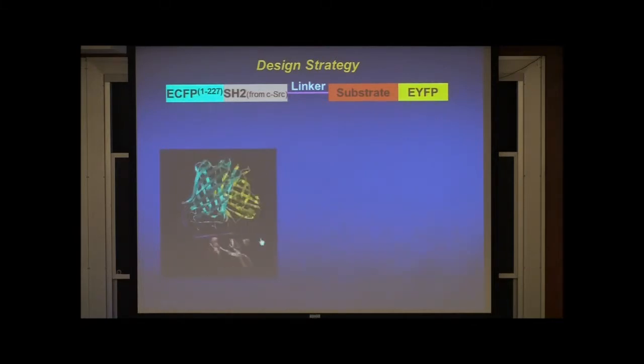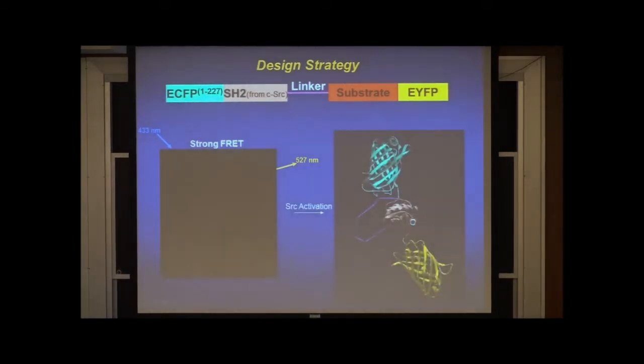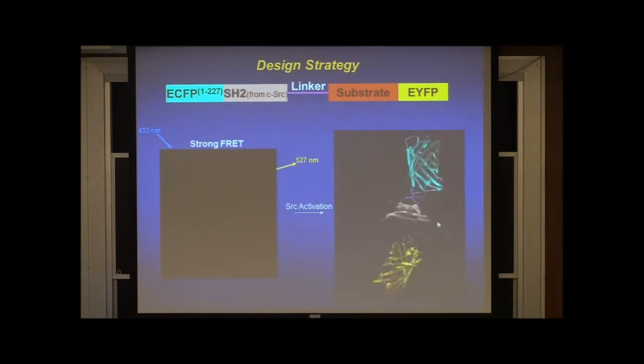In the beginning, the biosensor will have quite high FRET because the anti-parallel affinity between the CFP and YFP is dominating, so they have a very close distance and have FRET. But when the Src is activated, it will phosphorylate this peptide, and the phosphorylated peptide will start to bind to the bottom pocket of the SH2 domain. As you can see, then the CFP and YFP will be separated from each other, and therefore the FRET will be reduced. Okay? Similar kind of design as the focal adhesion kinase biosensor.